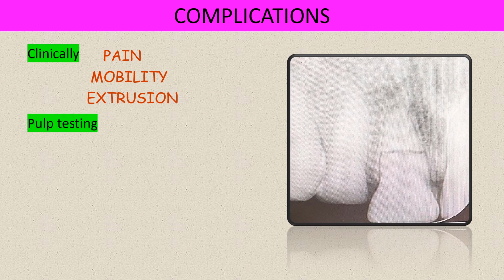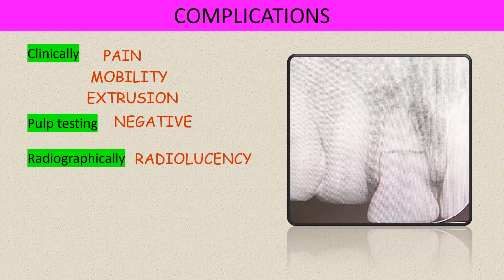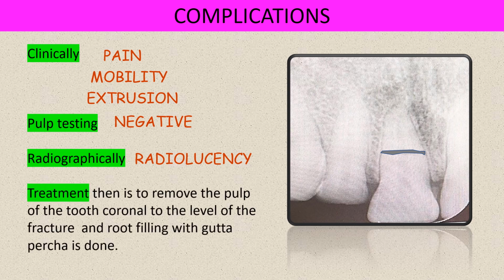Now another common sign is that during pulp testing, we continuously receive a negative response for a long period of time, you can say up to 3 months. Then radiographically, you can detect radiolucency in the area of the fracture. Now this would indicate that bone resorption has started taking place in this particular area. Now when a patient develops all these signs and symptoms, how do we treat it?